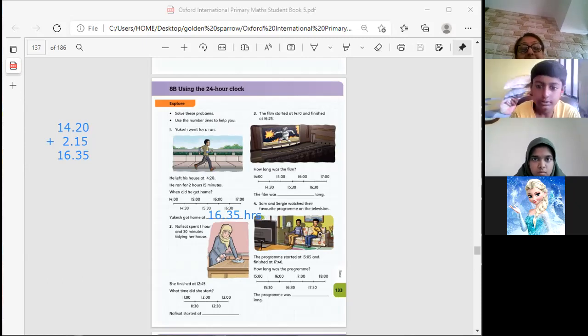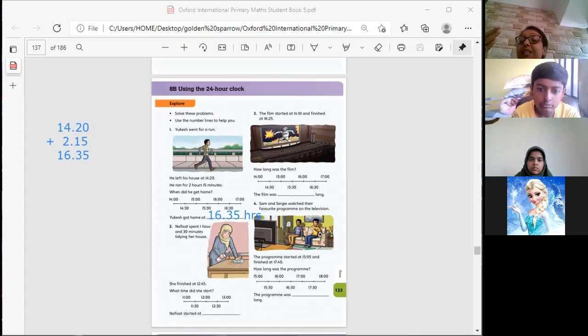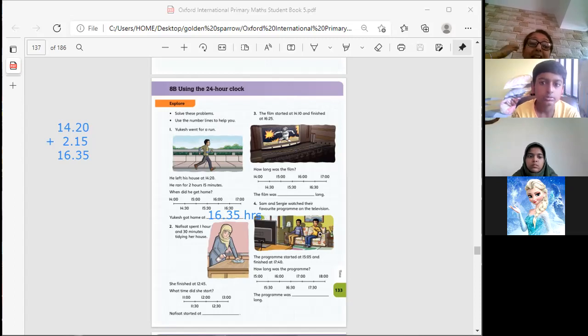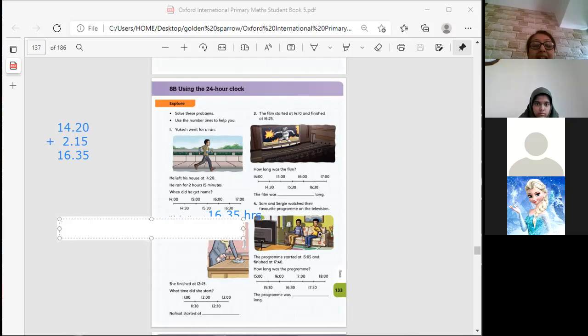Nafisa spent 1 hour and 30 minutes tidying her house. Okay, how much time she took? 1 hour and 30 minutes she took. To tidy her house, that means to clean her house. Okay, she finished at 12:45. What time did she start? Now, we don't know what time she started, because it is back. 1 hour, 30 minutes back she had started. So, if I need to know that time, will I have to add or will I have to subtract? Subtract. Okay. So, first I will write the finish time, because from the finish time, I will have to subtract 1 hour and 30 minutes. So, I will write 12:45.